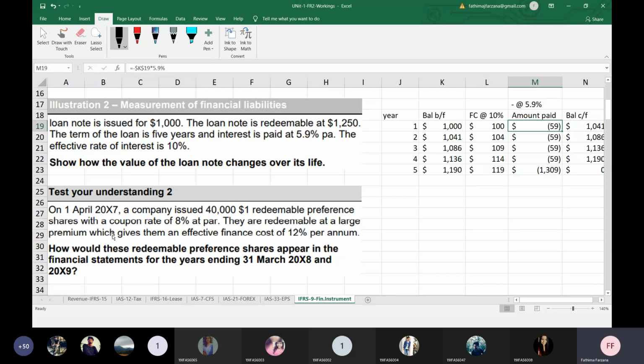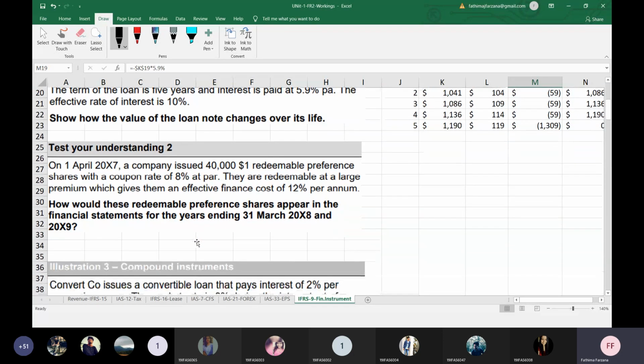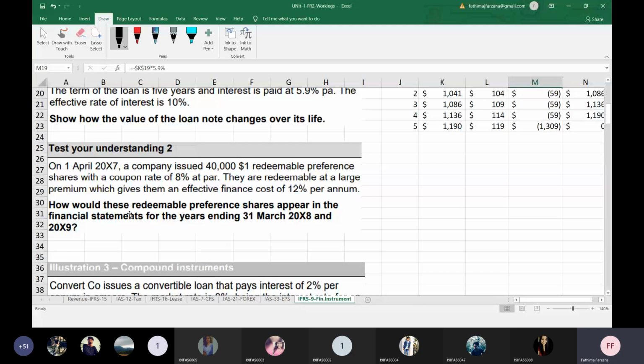$1 each, redeemable preference shares with a coupon rate of 8% at par. They are redeemable at a large premium, which gives them an effective finance cost of 12% per annum. How would these redeemable preference shares appear in the financial statement for the year ending 31st March 2008? Okay, how will it appear?